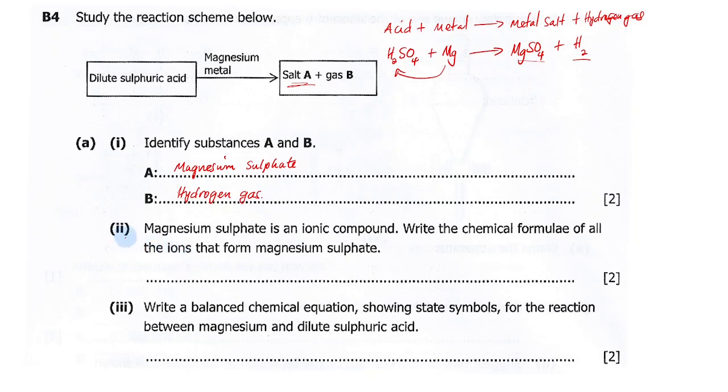Then we come to part 2. They're saying magnesium sulfate is an ionic compound. Write the chemical formula of all the ions that form magnesium sulfate. The ions there are just magnesium, which is Mg2+, and sulfate, which is SO4 2-, like this. Then someone may say, but sir, how have you known that it should be like this? This is how it is, guys.